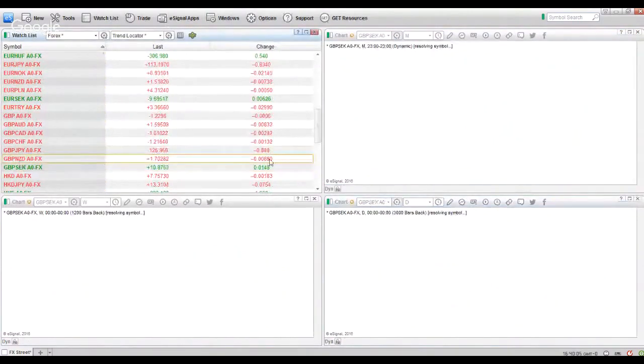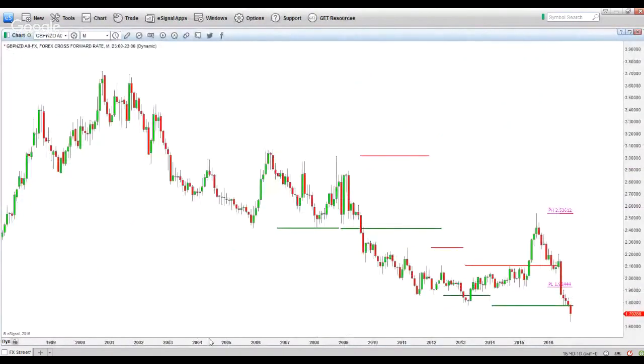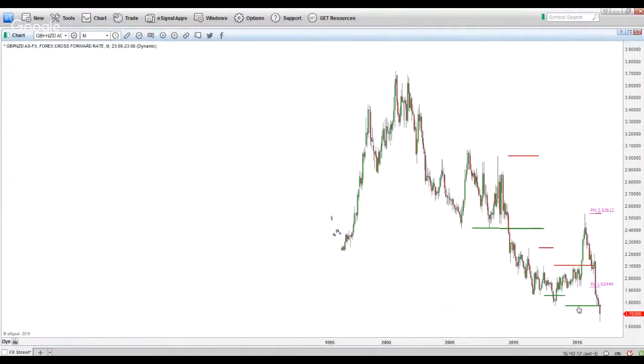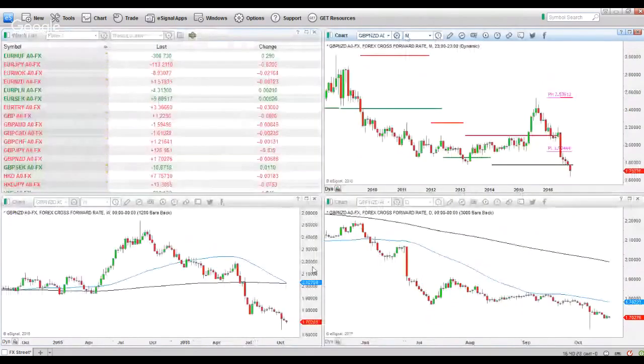Okay, final currency we'll have a look at is the pound New Zealand dollar. Now, the pound New Zealand dollar is creating all-time lows, and we can see that. So if this continues to weaken, this could just simply fall off the edge of a cliff and just go all the way down to 1.5, 1.4, and so on.